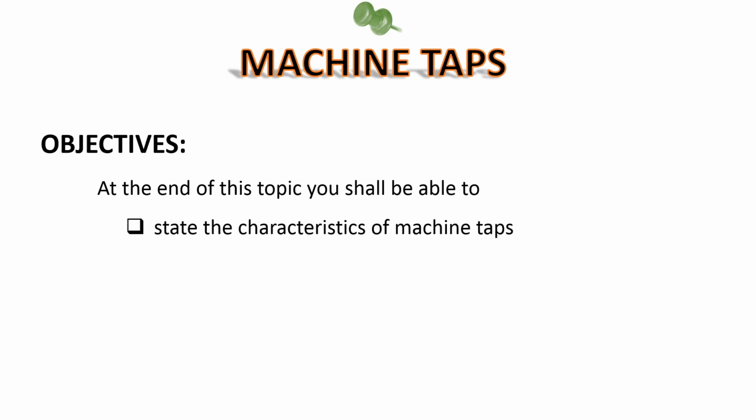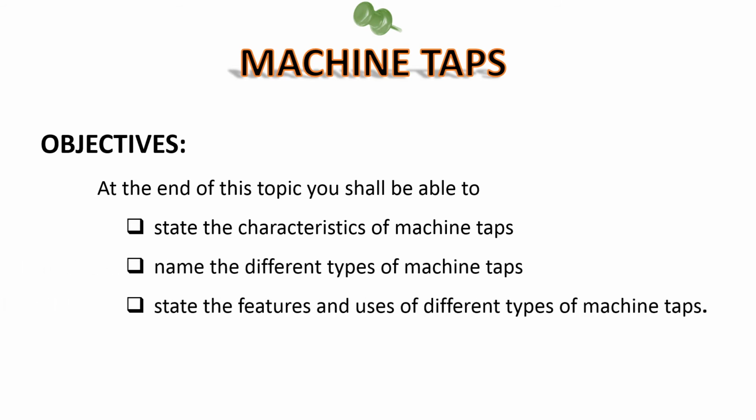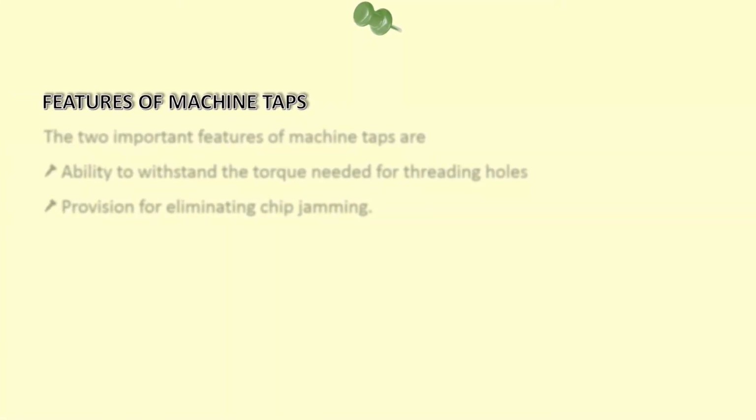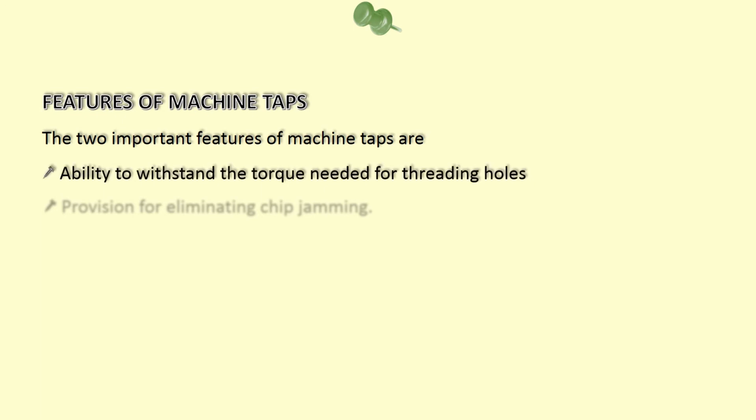Machine taps. Let's see the objectives of this topic. At the end of this topic, you shall be able to state the characteristics of machine taps, name the different types of machine taps, state the features and uses of different types of machine taps. Features of machine taps. The 2 important features of machine taps are ability to withstand the torque needed for threading holes, provision for eliminating chip jamming.